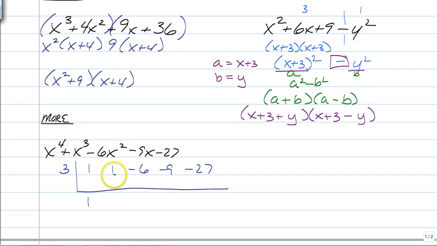So bring down your 1. You've got a 3. That's a 4. So this is a 12. This is a 6. So that's an 18. This is a 9. And this is a 27, which gives you no remainder. Remember, if you have a remainder, that is bad.